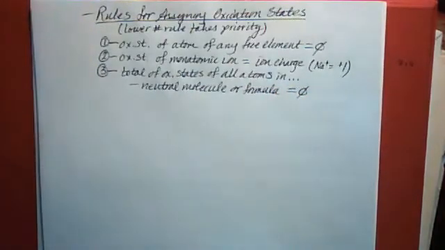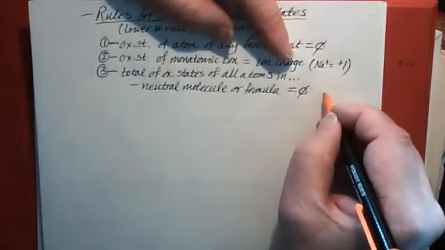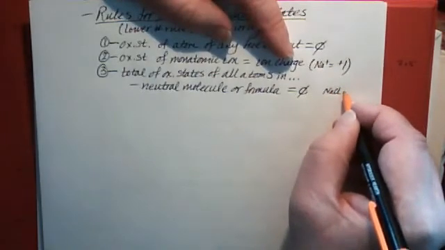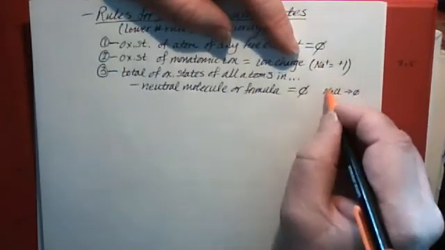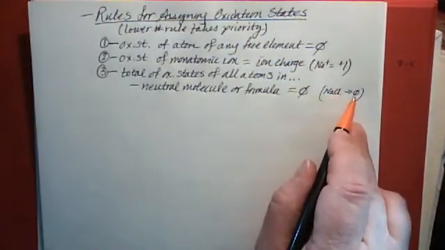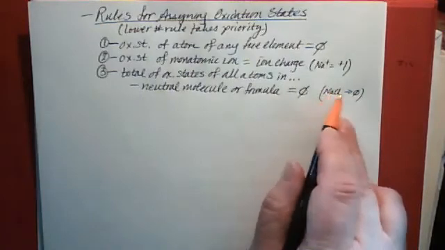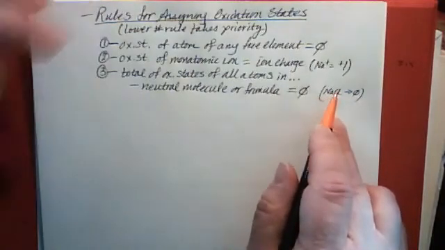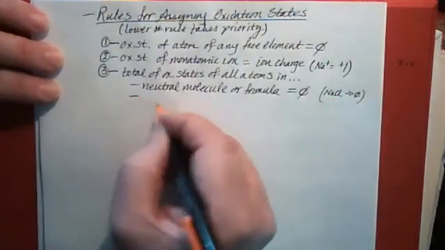Okay, so if you have something like, say, NaCl, the total oxidation states for sodium and chlorine in that molecule have to add up to 0, because that is a neutral compound with 0 charge overall, so the total charge has to be 0.